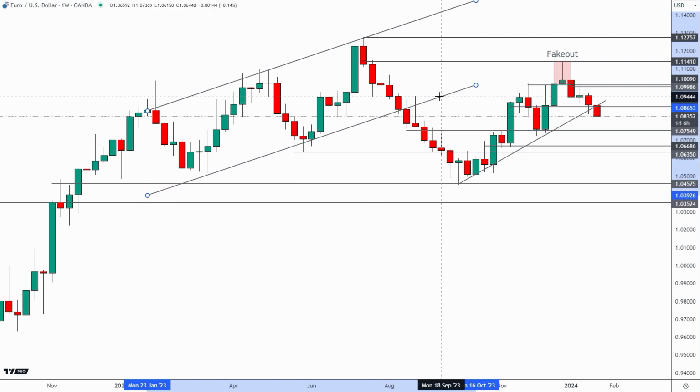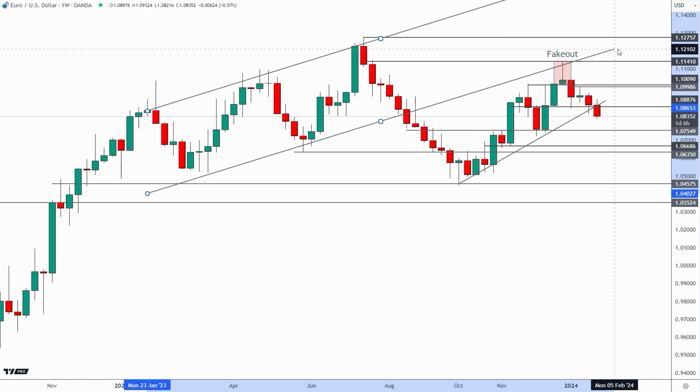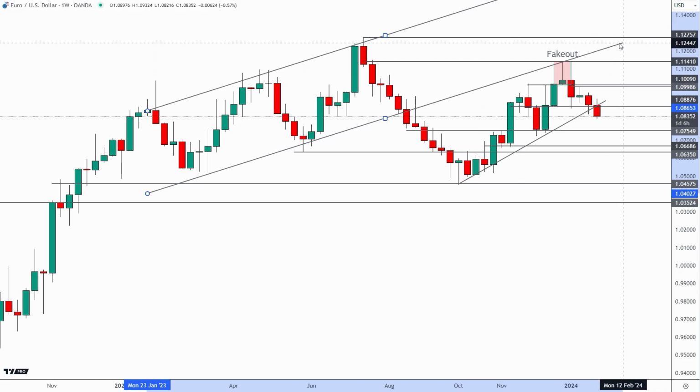If we turn this into an equidistant channel, we have something like this. Now, this up here technically was not a pin bar, because the close here on the weekly was not below the previous week's high. However, this was a rejection candle. And notice how that's exactly where the fake out occurred on the daily time frame.